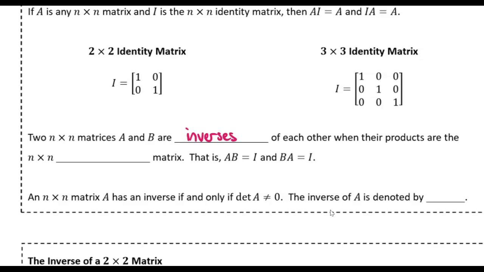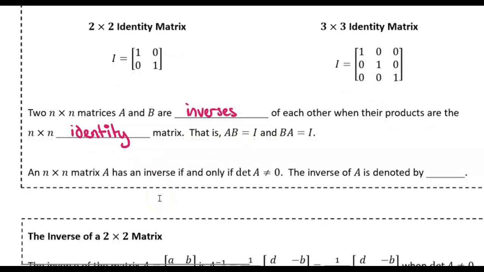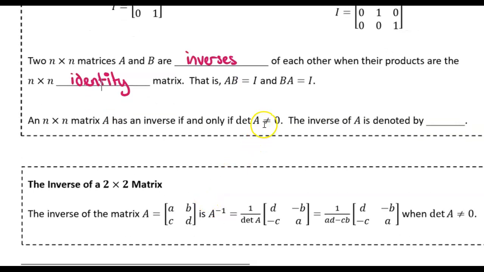Two matrices like A and B are inverses of each other when their products are the identity matrix. So when you multiply them and you get the identity matrix, that tells you that they are inverses. The matrix has an inverse if and only if the determinant is not 0. If the determinant is 0, then it just doesn't have an inverse. And how we show the inverse is we put the letter for the matrix, in this case A, to the -1. That symbol means inverse.